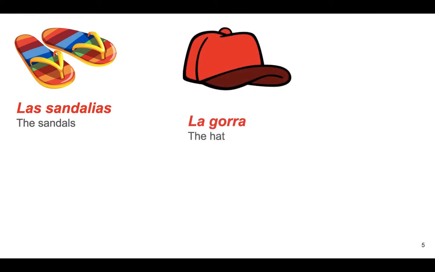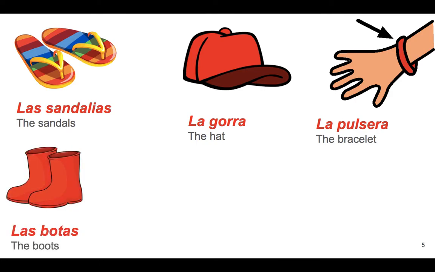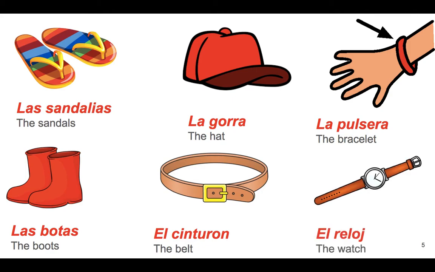Las sandalias, la gorra. You may have heard of el gorro and la gorra. La gorra is this kind of a hat. El gorro is more of a beanie, more of a winter hat. Okay? Again, las sandalias, la gorra, la pulsera, las botas, el cinturón, el reloj. All right, from the top, las sandalias, la gorra, la pulsera, las botas, el cinturón, el reloj.